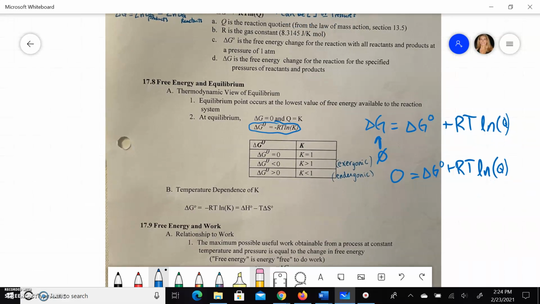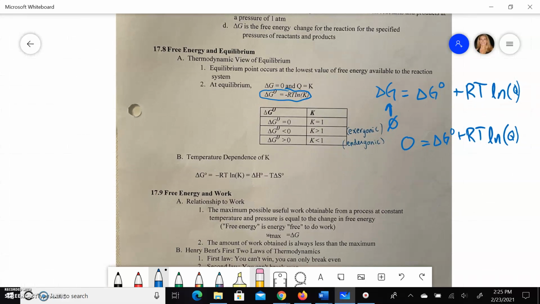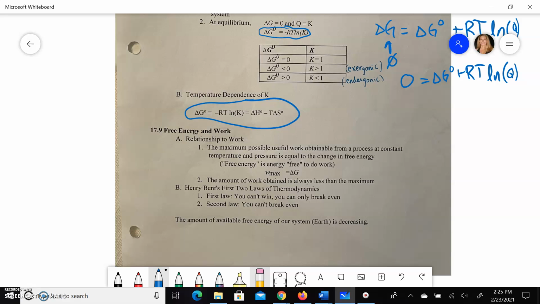All right, this next section, again, is just relating the delta G and the K. Notice that delta G equals 0 when K is equal to 1. All of that is happening at equilibrium. If delta G is less than 0, meaning it's negative, then K is greater than 1. It's proceeding to the right, and that's called exergonic. If delta G is greater than 0, K is less than 1, that's going to be endergonic. And now we have a whole bunch of equations that we can use. Again, it just depends on what information they give you as to which of those equations you would use.